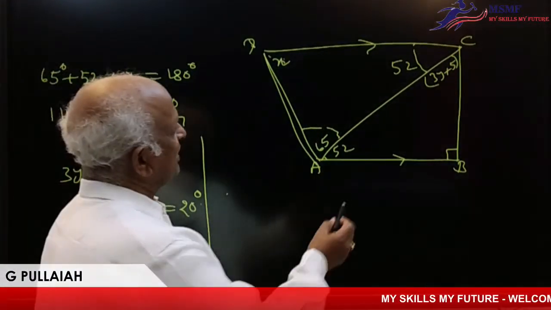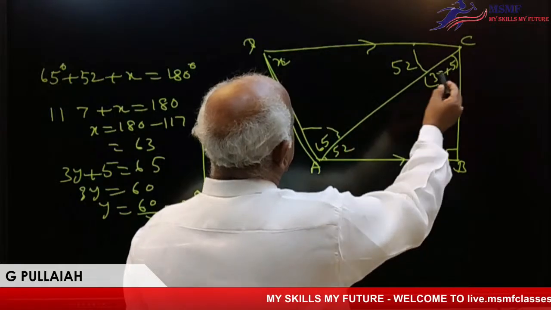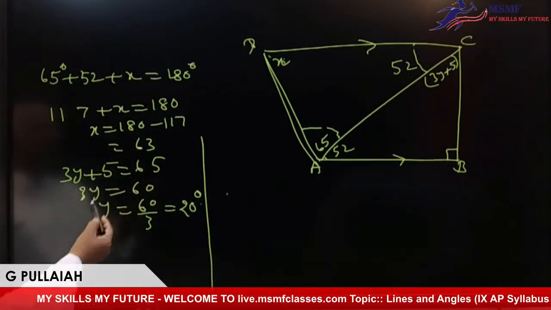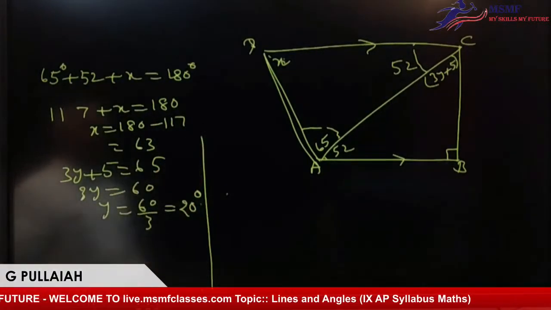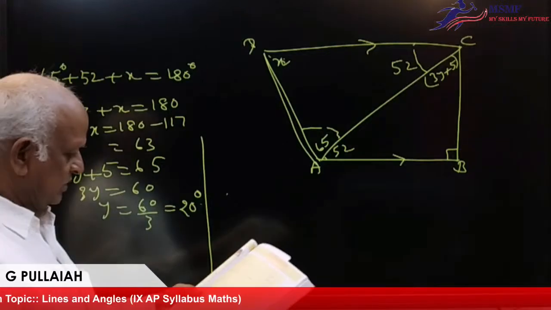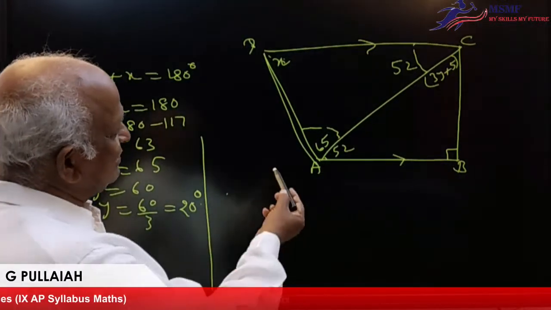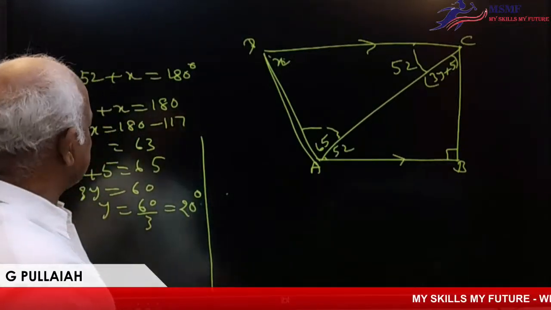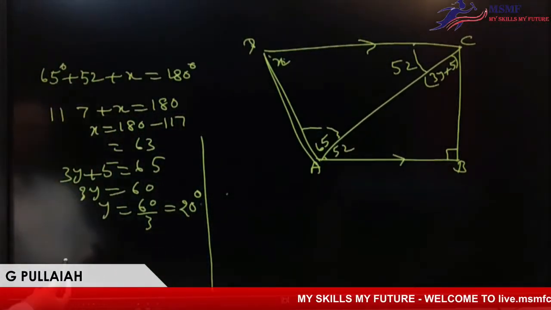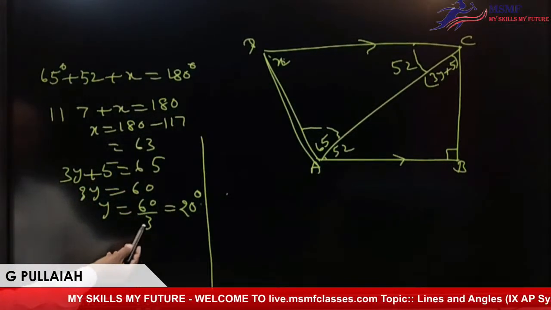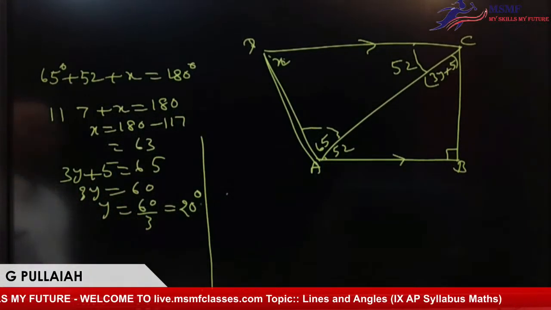Here you can say, because these two are the alternate angles, let us say that 3y plus 5 is equal to 65 because we got it earlier, and here we can say, because it is given there as 65 degrees. So they are the alternate angles. It is 65 degrees. So therefore 3y plus 5 is equal to 65, 3y is equal to 60, and y is equal to 20.